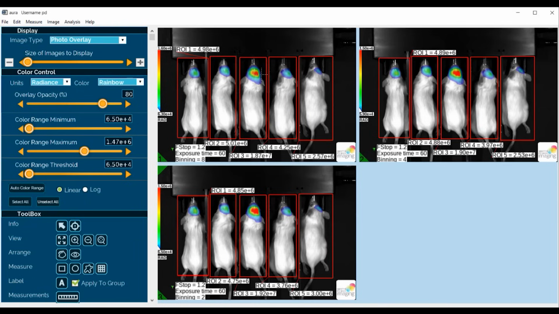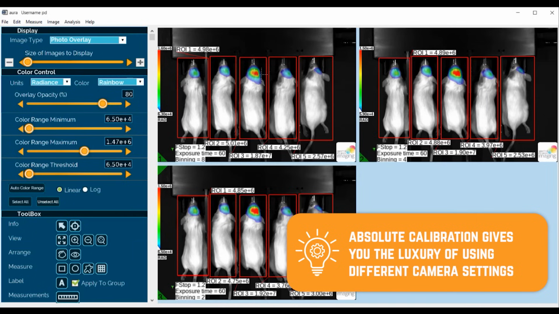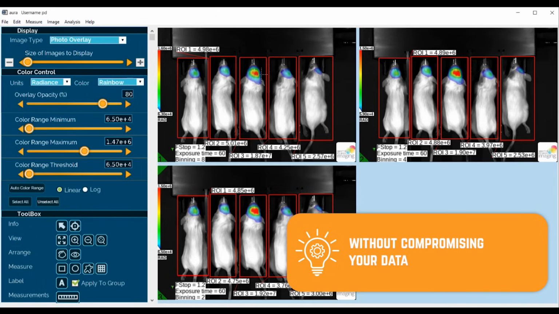Say you have a xenograft model, you injected X number of cells. The first week, the signal is going to be most likely low. You might have to use longer exposure times, higher binning, versus week 8, where your primary tumor is very intense, the signal is intense, and you might have to use very different camera settings, such as very short exposure times, lower binning. So for that reason, the instrument is absolutely calibrated and it gives you the luxury of using different camera settings without worrying about compromising your data.